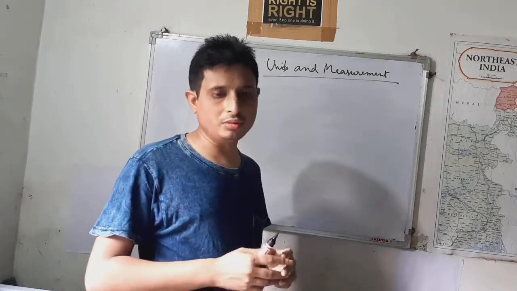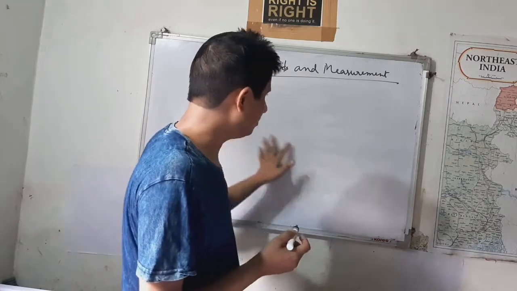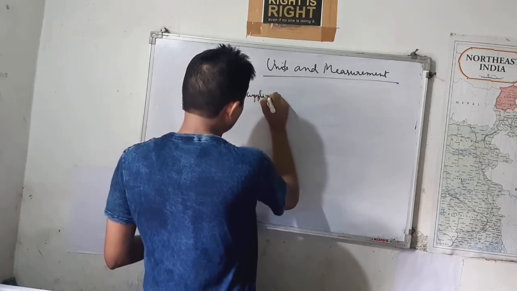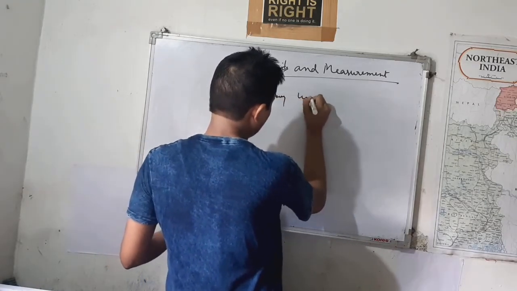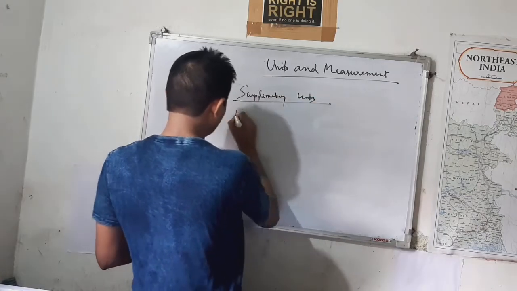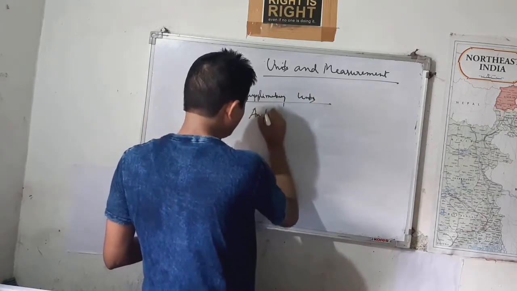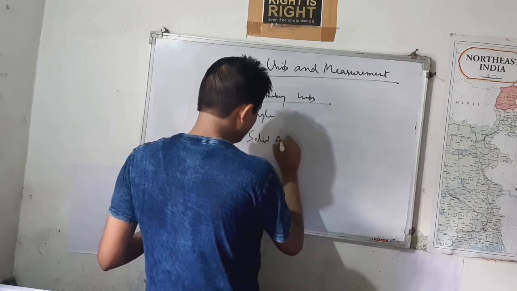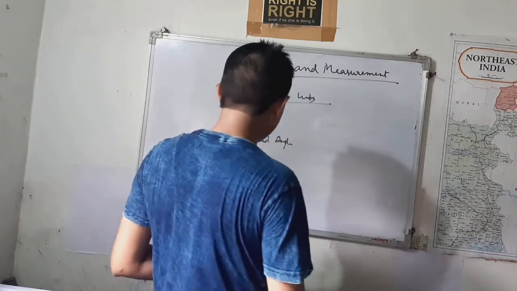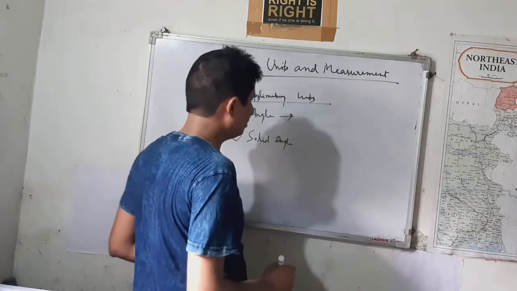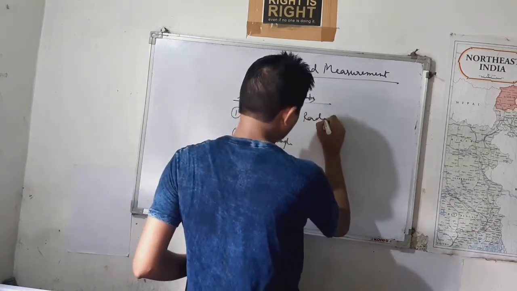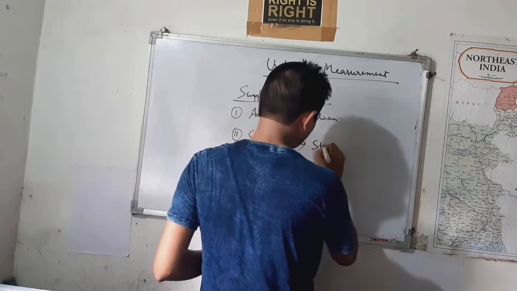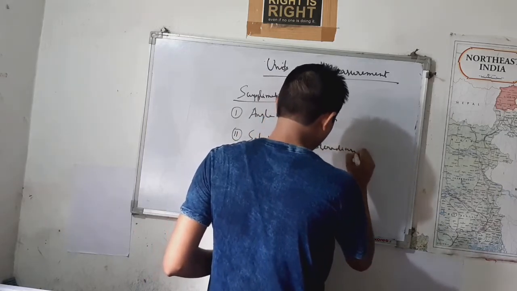Besides this, there are 2 supplementary units associated with this system. One is planar angle, simply angle. Another is solid angle. The unit of angle is radian, we all know it. And the unit of solid angle is steradian.